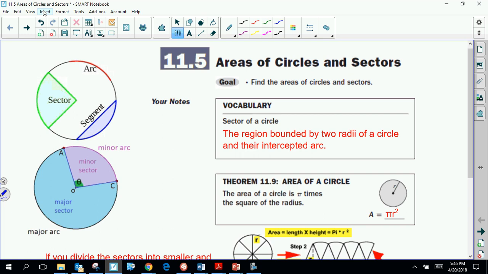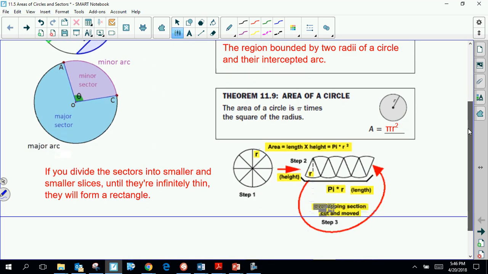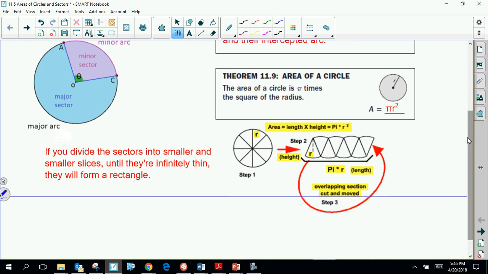So maybe you have known for a while what the formula for area of a circle is. It's pi times the radius squared. But one of the things I want to make sure all of my students get exposure to is not just what the formula is, but where did the formula come from? Why is it pi r squared?